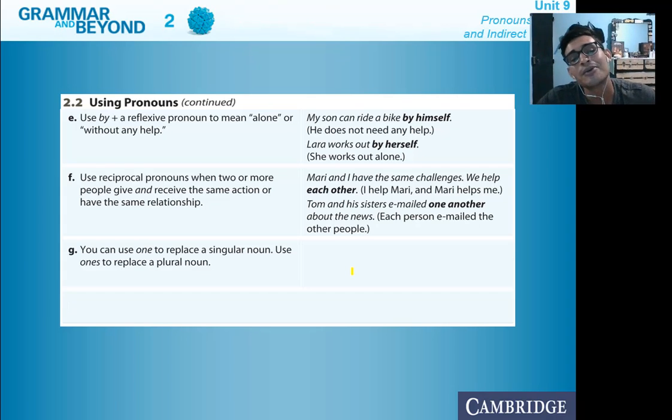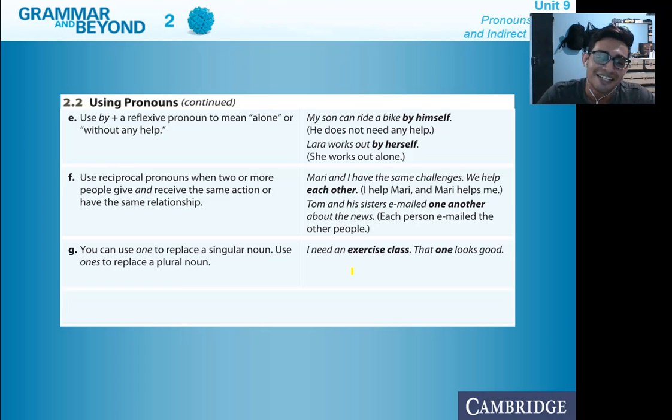Now it says you can use one to replace a singular noun. Use ones to replace a plural noun. I need an exercise class. That one looks good. Now, you know that one, the number, can be a pronoun as well. I love that one. Which one, you could say? The red one. But what are you talking about? I'm talking about the car, man.